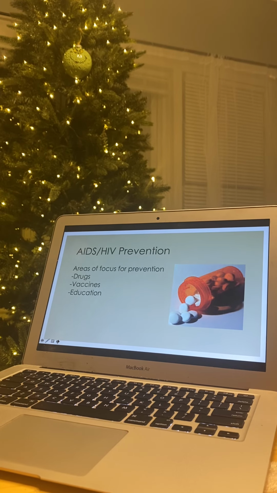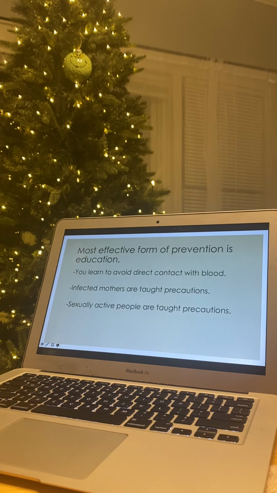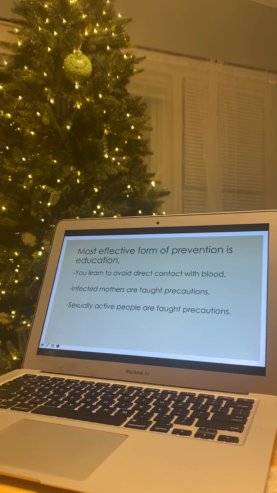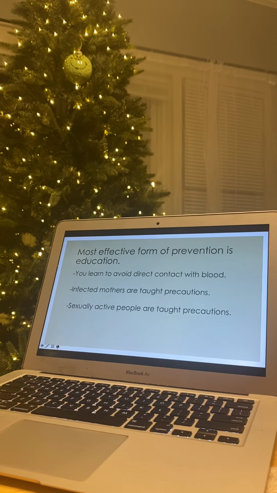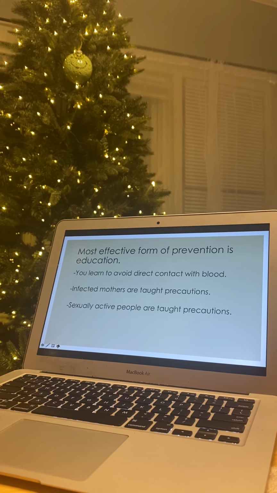AIDS and HIV prevention. Areas of focus for prevention are drugs, vaccines, and education. A most effective form of prevention is education. You learn to avoid direct contact with blood. Infected mothers are taught precautions when having their babies, not to breastfeed them, and stuff like that. And sexually active people are taught to take precautions like using condoms when they are having sexual intercourse. As long as we keep these things in mind, we are able to protect ourselves from this illness.